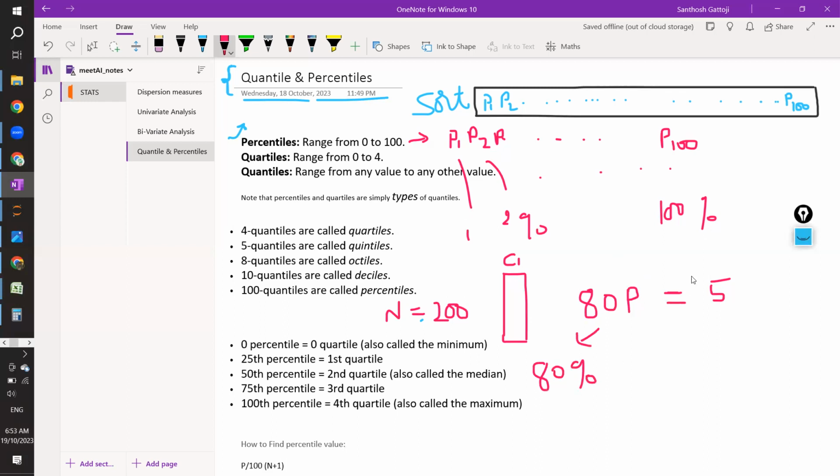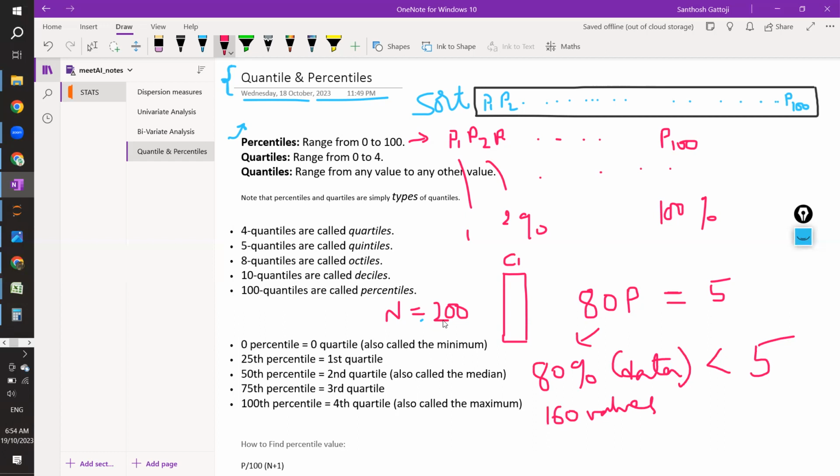When I say 80 percentile equal to 5, that means 80 percentage of the given data is less than the number 5. Every time someone is saying percentile, they're saying some percentage of the data is less than the given number. So 80 percentage of the data is less than 5. What is 80 percentage of 200 guys? 160. Agree?